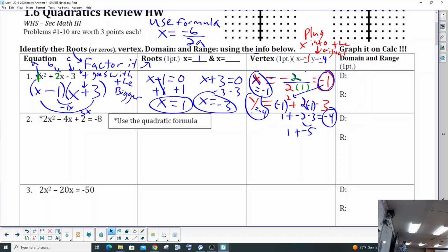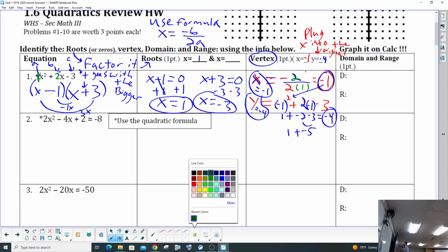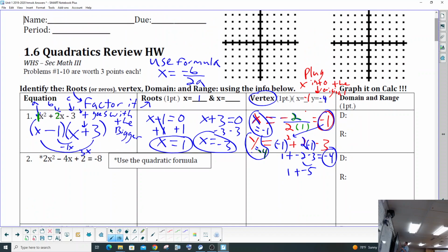And that's our vertex. Now, here's the trick for these problems. You're going to take that negative 4, which is your y value. If we're going to graph this, we would go back 1, down 1, 2, 3, 4.